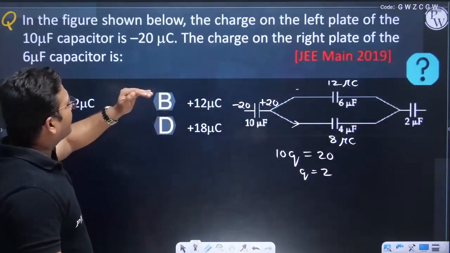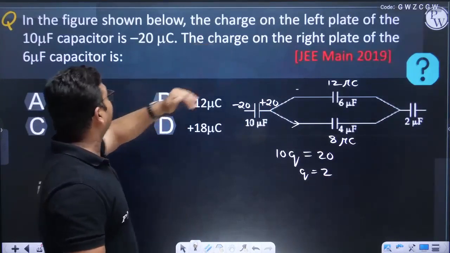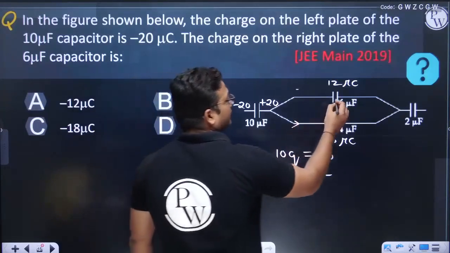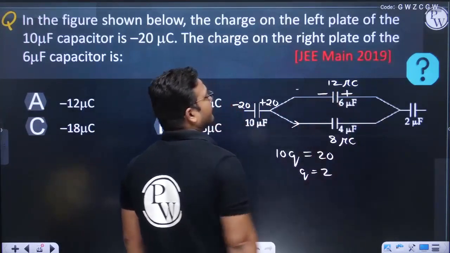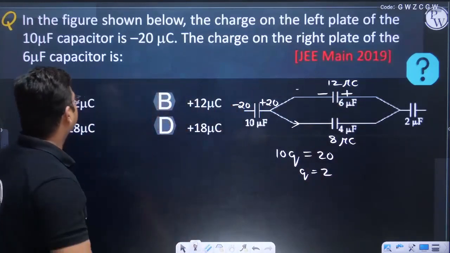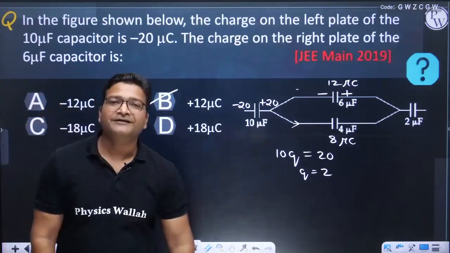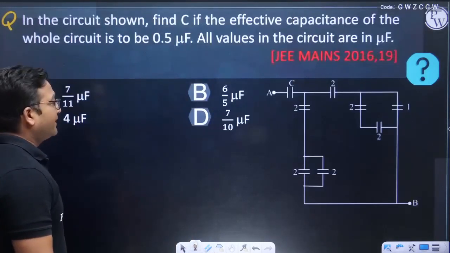Okay, so we have to answer what is the charge on the right plate of the 6 microfarad capacitor. Obviously on the 6 microfarad capacitor, on the right we will have 12 microcoulomb, on the left we will have minus 12 microcoulomb. So the correct answer is B, plus 12 microcoulomb. Okay, let's see what we have next.